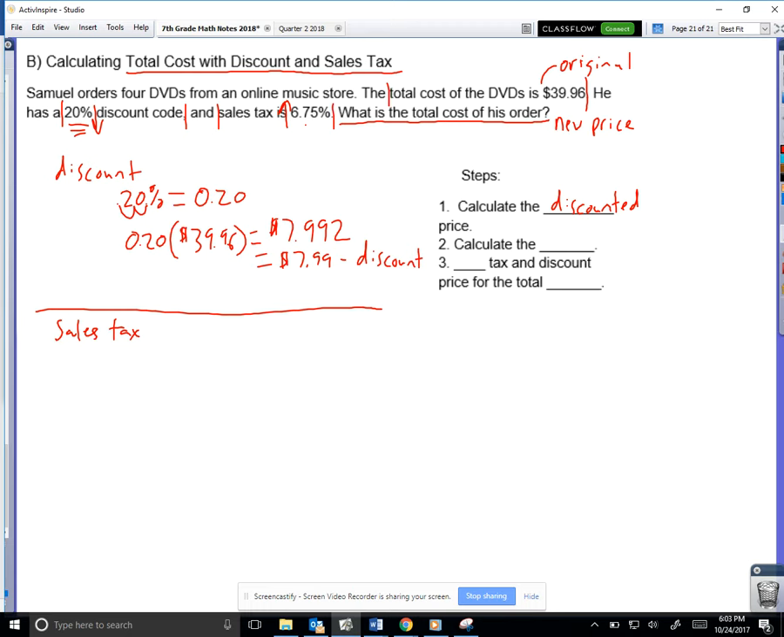Okay, so this is your discount. That's how much he's going to save. But we're not done yet. We need to find the discounted price. Okay, so we need to find how much he's going to pay. This is what he's saving. That's the discount. We need to find how much he's going to pay. So we're going to take the price, 39.96. Okay, this is something we've done already before too.